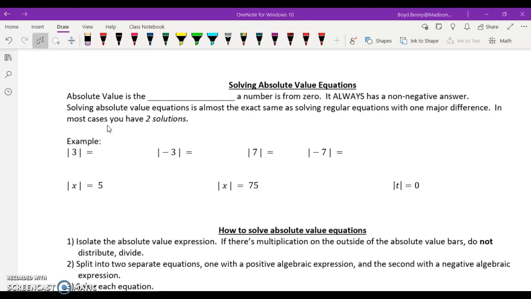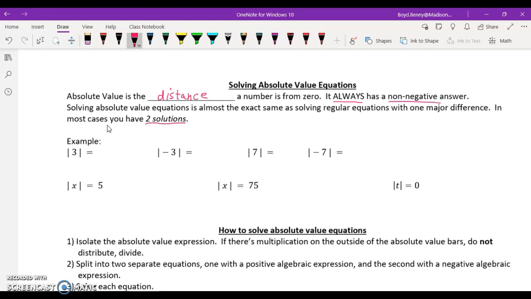And today we're going to take a look at a lesson on solving absolute value equations. So we know that an absolute value is the distance a number is from zero. And distance is always positive or non-negative. Now, when I say non-negative, that means that distance could be zero, but it cannot be a negative answer. Solving absolute value equations is almost exactly the same as solving regular equations, except in most cases you have two solutions. So let's take a look at some examples from previous years, prior to Algebra 1.